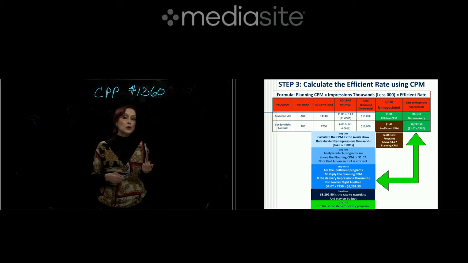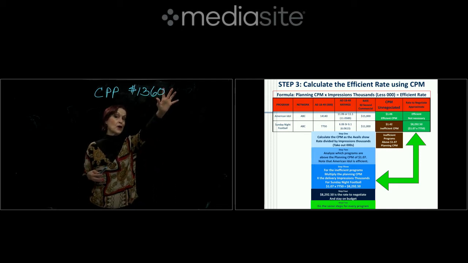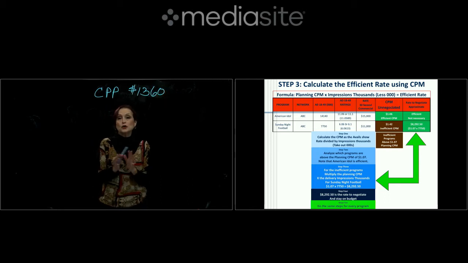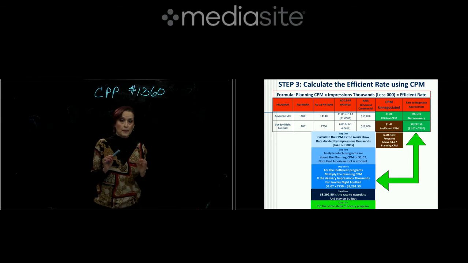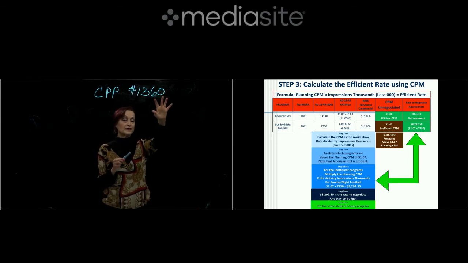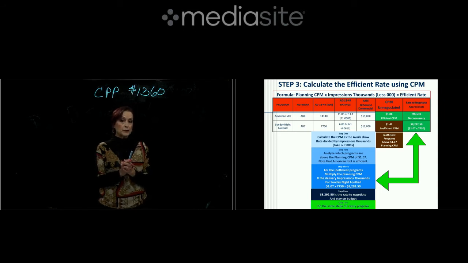Now, step 2, you have to analyze which programs are at the planning cost per point of 1,360, if they're right at or below the 1,360. What this means is you don't need to negotiate these, but any program that is above the 1,360 per point needs to be negotiated. But the question is, by how much?